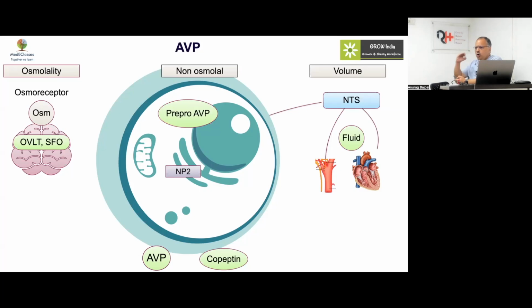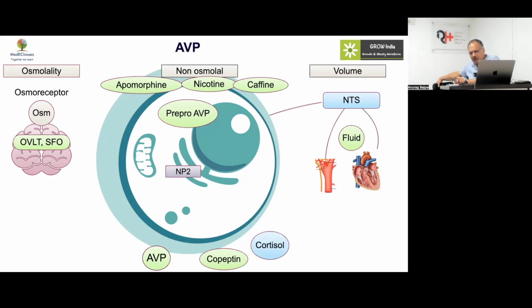There are also non-osmolar signals which control AVP secretion in the form of nicotine, apomorphine, and caffeine. So if somebody is drinking a lot of caffeine, that can really have an impact on AVP responsiveness, and we need to avoid that when you're doing a water deprivation test. We say for at least a day or two, you should not be taking high caffeine feeds.